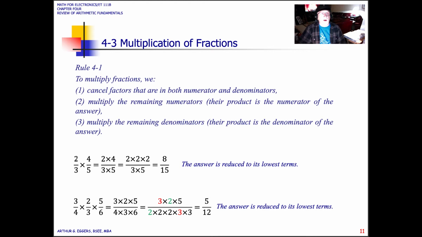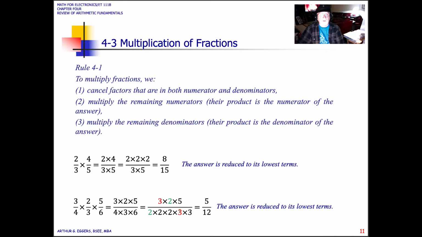So let's look at a problem. 2/3 times 4/5 is 2 times 4 over 3 times 5. So that gives us 8 over 15. Can't take that down any lower. Now 3/4 times 2/3 times 5/6. So that's 3 times 2 times 5, which gives us a 5 in the numerator.